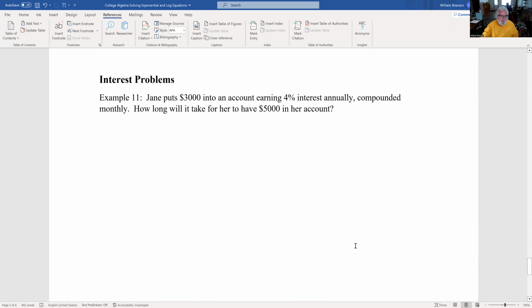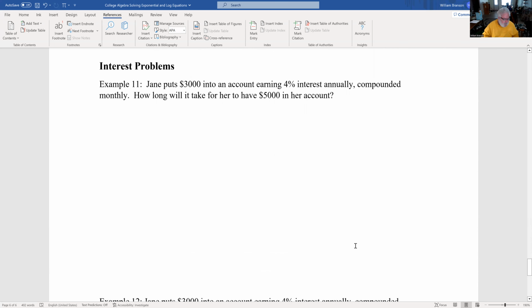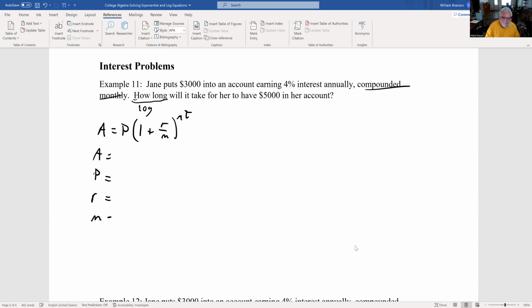And then finally, we know that interest problems, whenever we want to know how long, that means we need a logarithm. So here's an account compounded monthly, that's 12 times a year. So we need the formula A equals P times (1 plus R over M) raised to the MT. And what do our letters stand for? Well, I usually write them down like this and start filling them in.